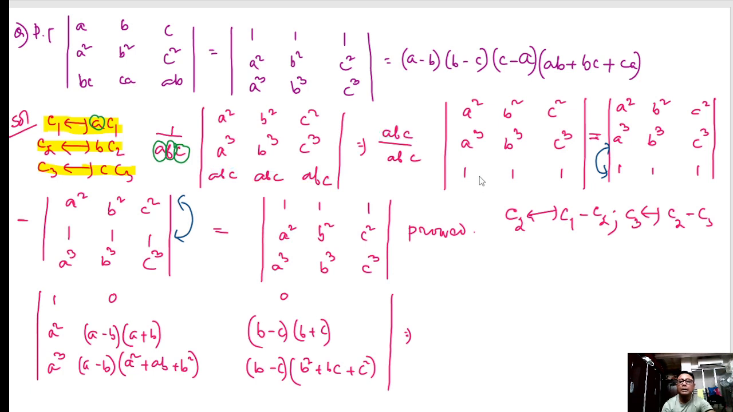So that becomes 1 1 1 if ABC goes out, 1 1 and 1. Clear? Now, so this will cut out. Now we are interchanging the third and the second row. So the sign will change, there is a minus coming here.